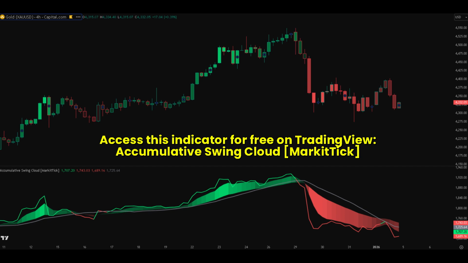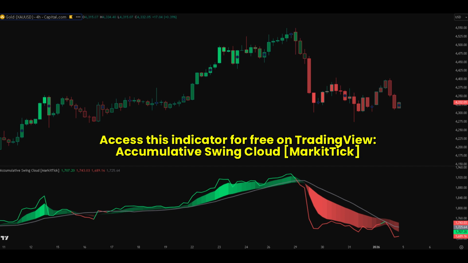Originality and utility. The standard Accumulative Swing Index is a powerful tool for seeing through the noise of open, high, low, and close prices to find the real trend. However, looking at a raw ASI line can be jagged and difficult to interpret for sustained trends. This script innovates by applying cloud dynamics to the ASI. It calculates three distinct moving averages, fast, mid, and slow, of the ASI value itself. The area between the fast and slow averages is filled with a dynamic gradient color.